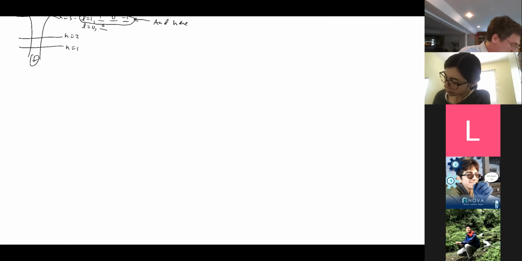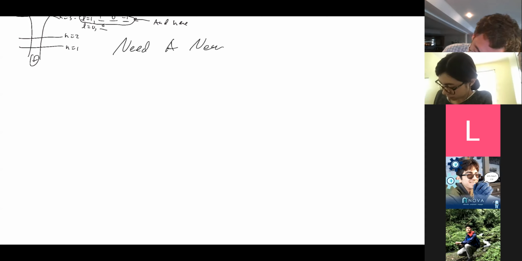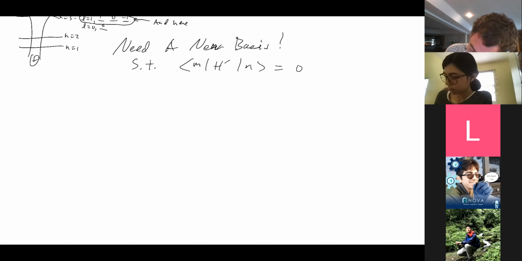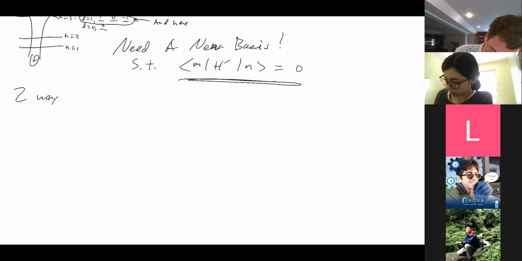Okay, so now how do we fix this problem? We need a new basis such that the off-diagonal matrix elements equal 0. Okay, we need to find a new basis. And so there are 2 ways to do this. 2 ways to proceed.